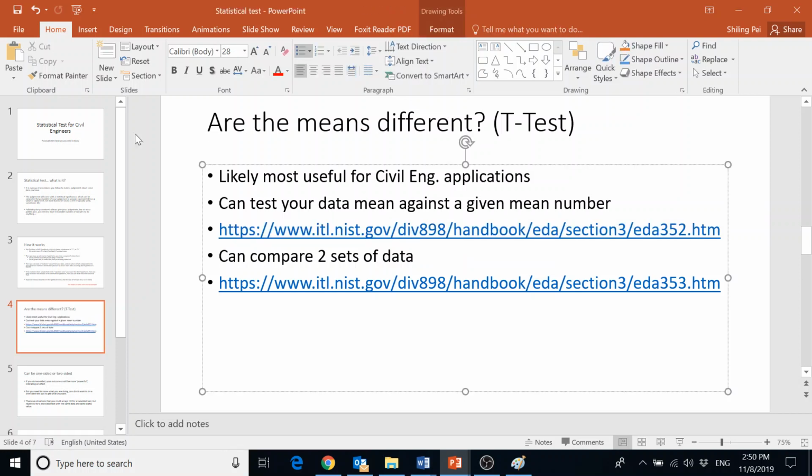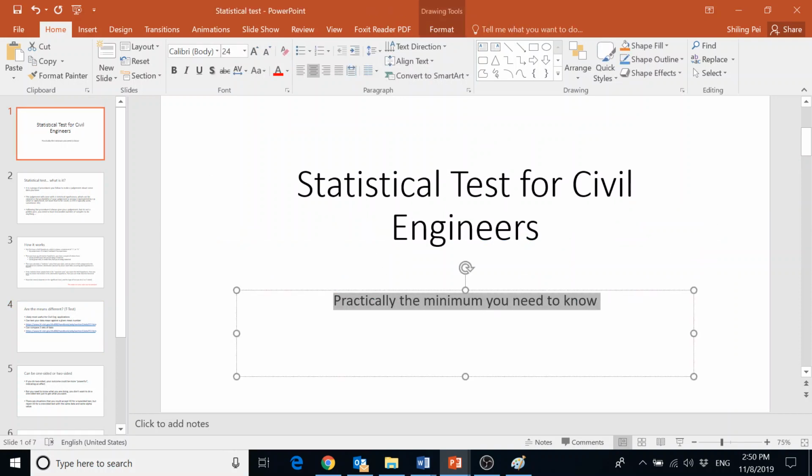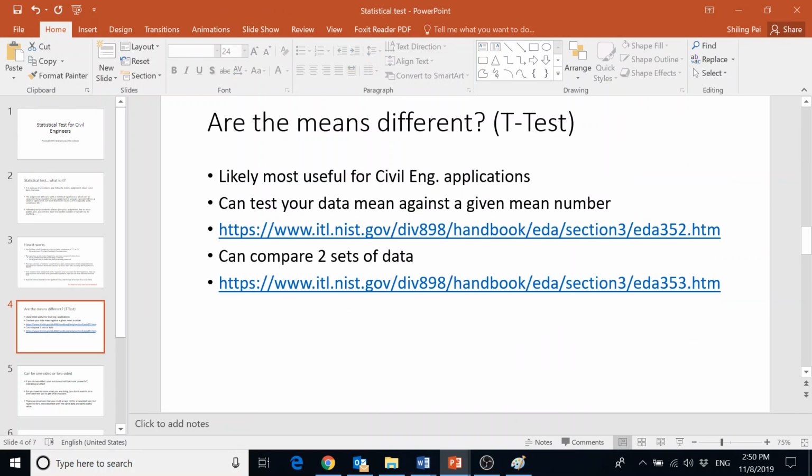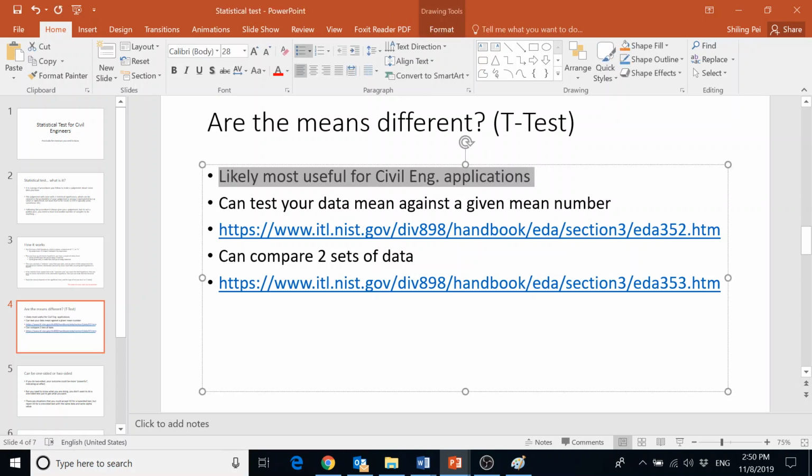Back to the minimal you need to know as an engineer. First thing you need to know is a test about the mean. That's a t-test. It is likely the most useful in civil engineering applications because we worry about means quite a bit. It is probably the most popular test out there because you have a sample, or you added some other mixture in your concrete. Then you want to see if the two groups, the control group and the one where you added that, differ, whether the strength increased or the water ratio increased or whatever.